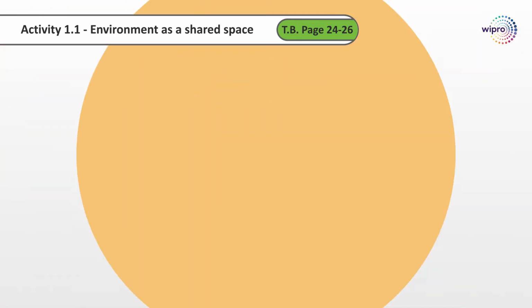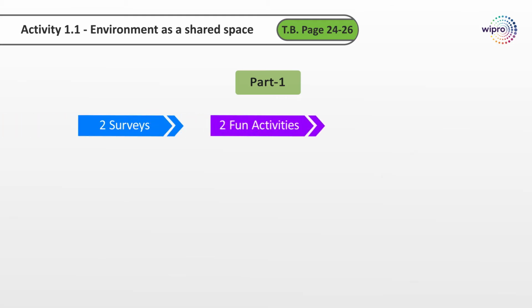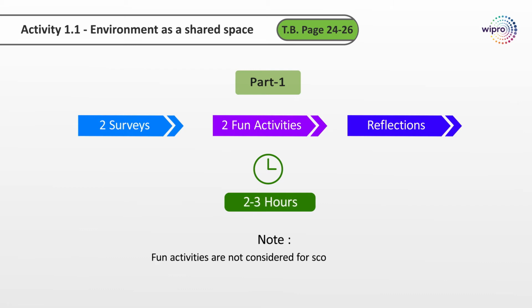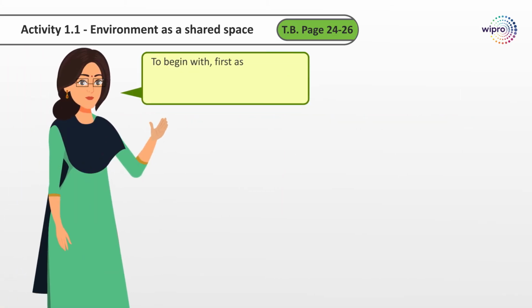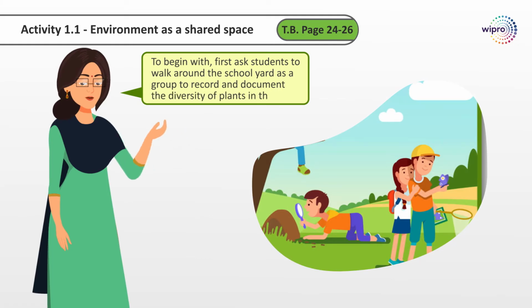Part 1 of this activity has been divided into 2 surveys, 2 fun activities and ends with reflections, which should be completed in around 2 to 3 hours. Note, fun activities are not considered for scoring, but you can take them to evaluate the better understanding of the topic. To begin with, first ask students to walk around the schoolyard as a group to record and document the diversity of plants in that area.